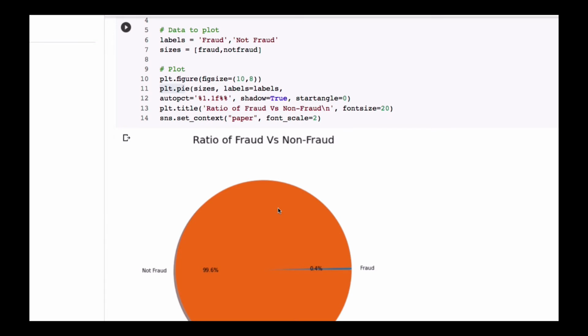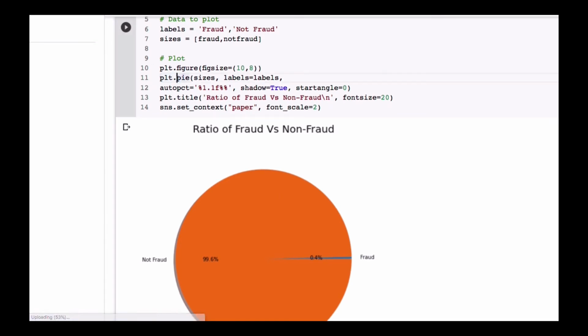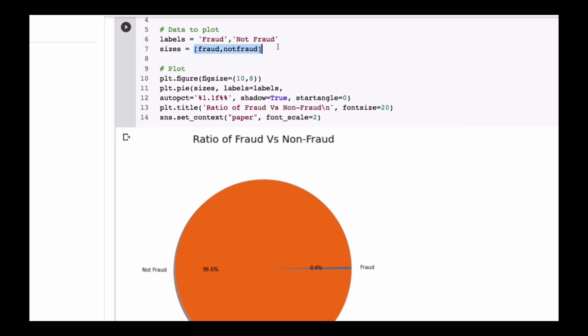All right, so I'm using that pie chart function, which is present in Matplotlib, and the size is going to be the size that I've given over here, which is 87 and 23,000.